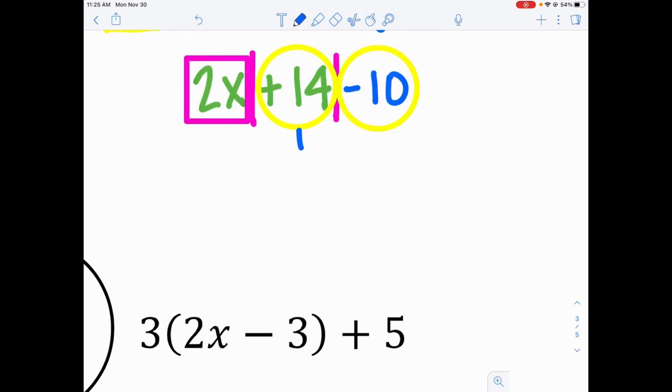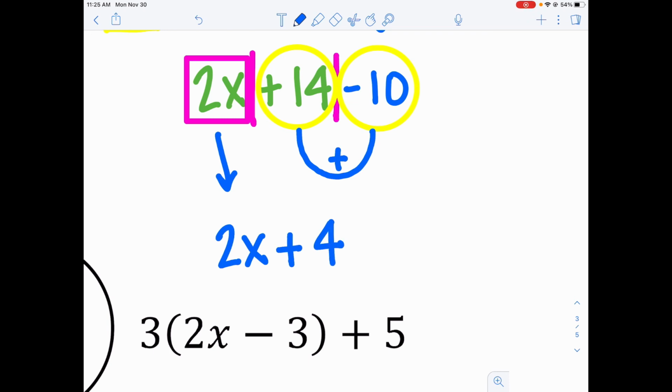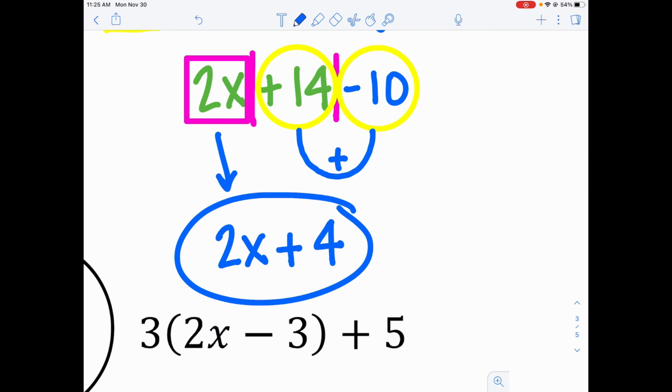Finally, I'm going to go through and link my like terms. So a positive 14 and a -10 were my only like terms, so I'm going to add them. The 2x, there's nothing to combine it with, so remember we'll just drop it straight down, so 2x. And 14 plus a -10 leaves me with a positive 4, so I write plus 4. And this expression cannot be combined any further, so that is my solution.